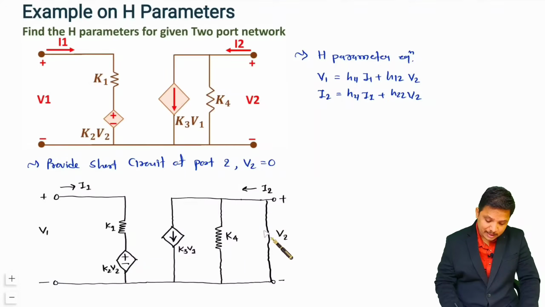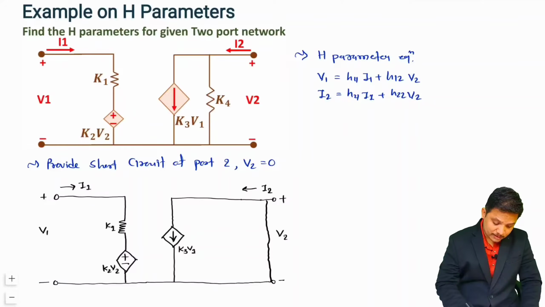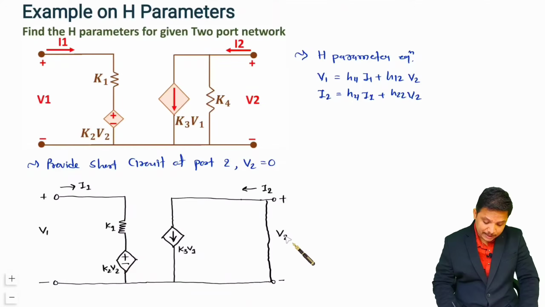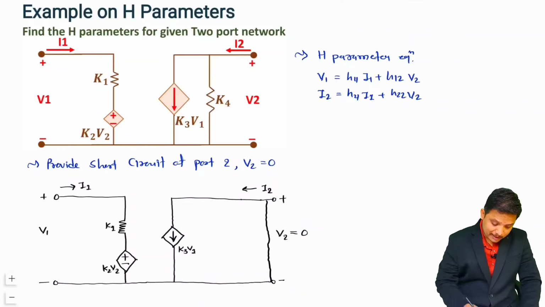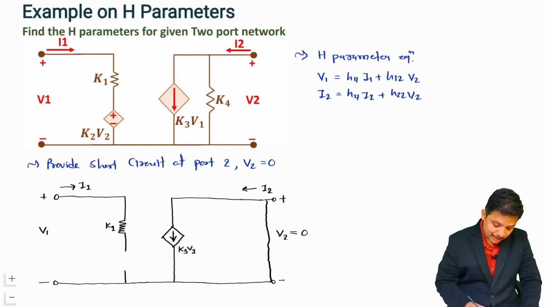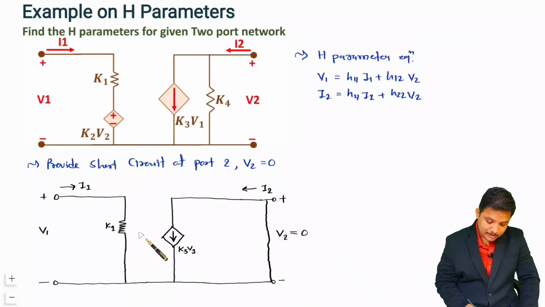Now you see port 2 that I am providing as a short circuit. What will happen when you provide a short circuit at port 2? This resistor of K4 value will get shorted, so I need to remove this K4 resistor. And you see here we have a battery whose value is K2V2. This battery has the V2 value, and V2 is 0 because port 2 is short circuited, so I need to have this battery as 0. So I am just shorting this battery also, right? This is the equivalent circuit when V2 equals 0.